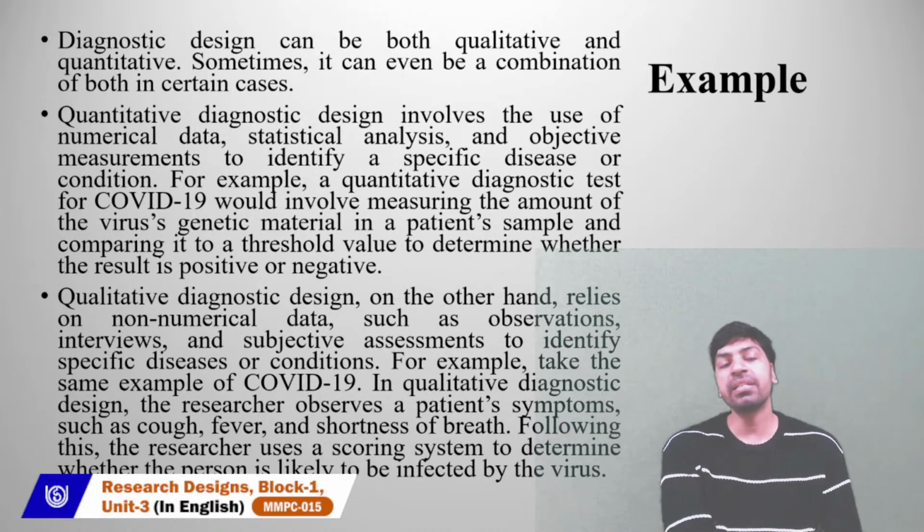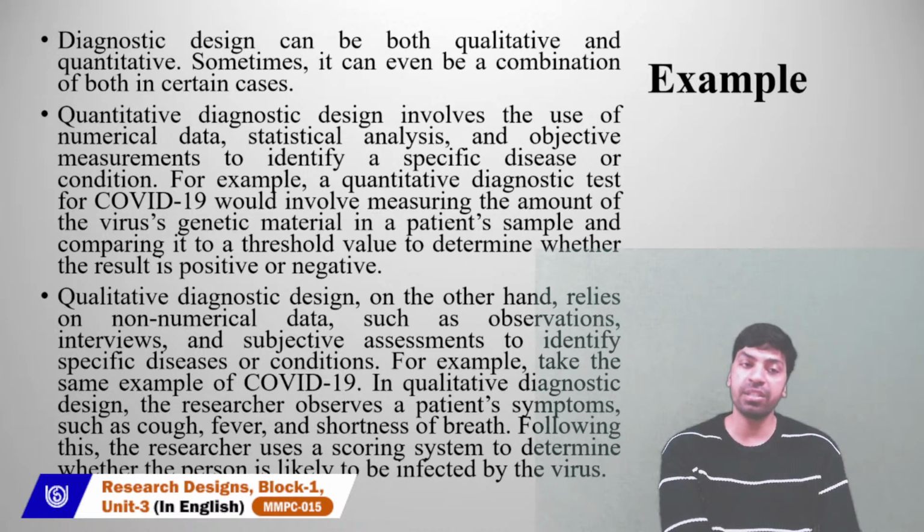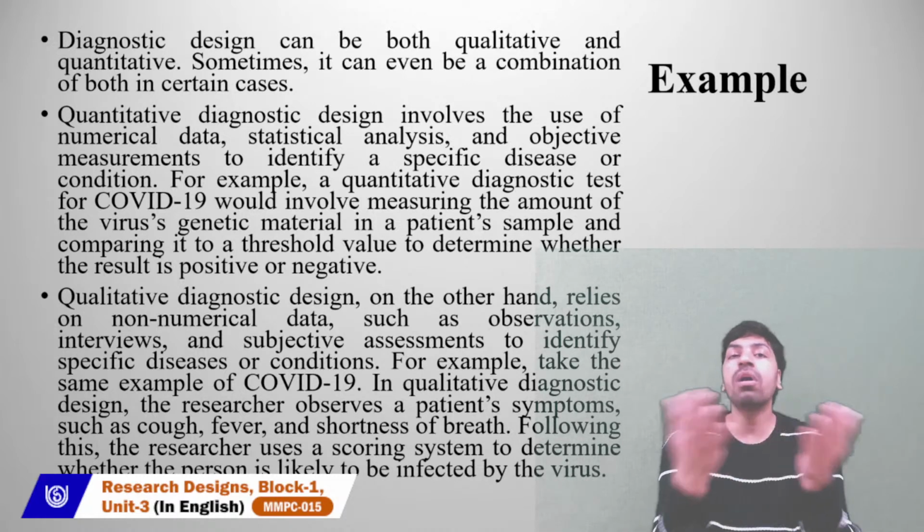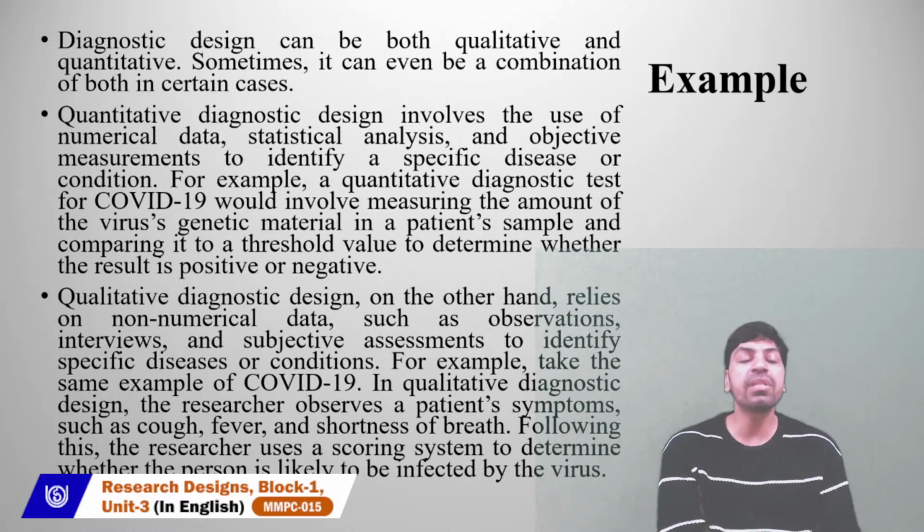That is why the same is applied in measuring the amount of virus genetic material in the COVID-19 situation. Next one is qualitative diagnostic design, which measures or includes non-numerical data and values like observation. We can use methods like observation, interviews, and subjective assessment so that we can identify a specific disease or condition. Let's look at the same example.